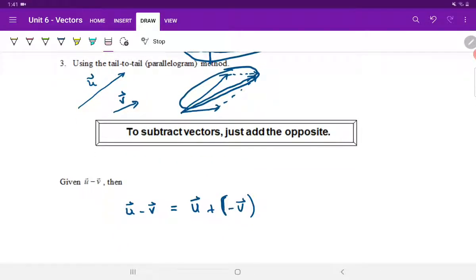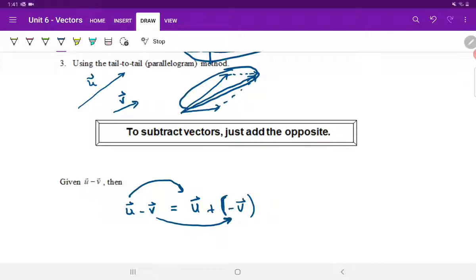Now, given that the vector V is being subtracted from vector U, here's how you actually subtract vectors. What you're going to do is leave your first vector, U, just as is, as a U vector. But instead of subtracting V, you're going to add the negative version of the vector. And we know how to draw a negative vector.